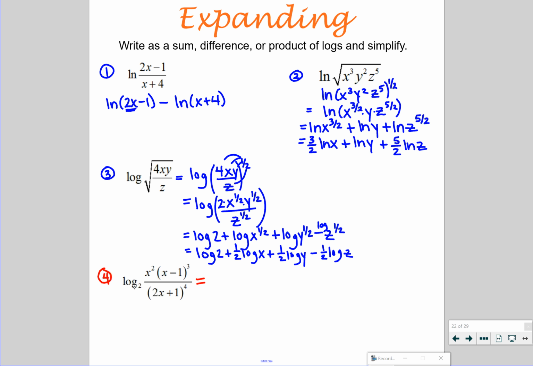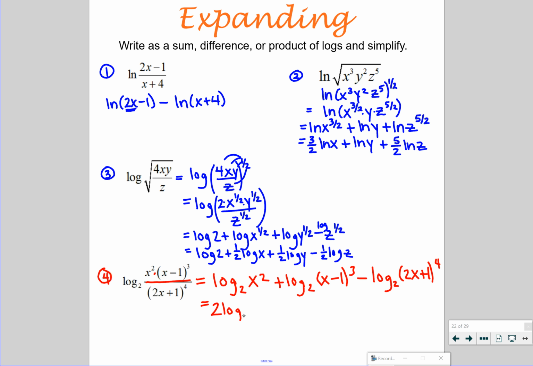So the first thing I'm going to do is I'm going to separate it. Everything in this problem is a log base 2. Make sure you carry that through. I'm going to have a log base 2 of x squared. Then, because that's multiplied, I'm going to have plus log base 2 of x minus 1 to the 3rd. And then because I have division, it's going to be minus log base 2 of 2x plus 1 to the 4th. Then I can take my powers and I can bring them down in front.